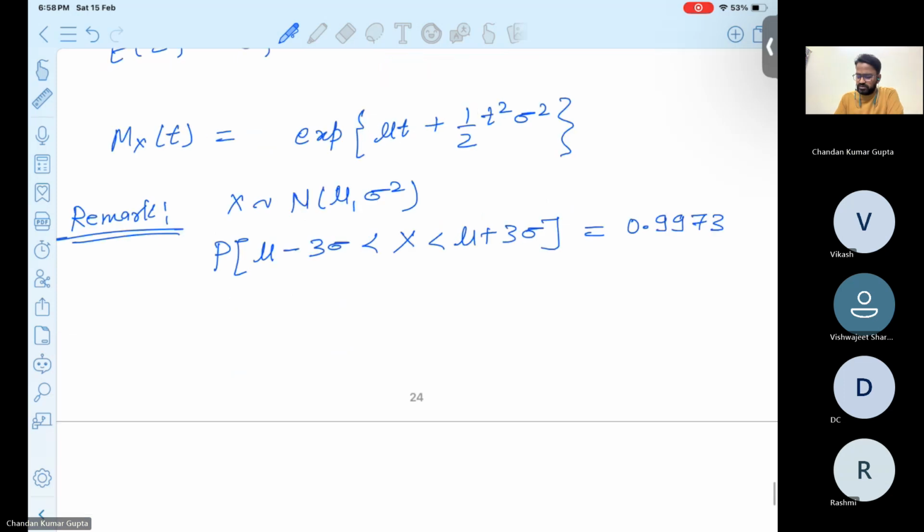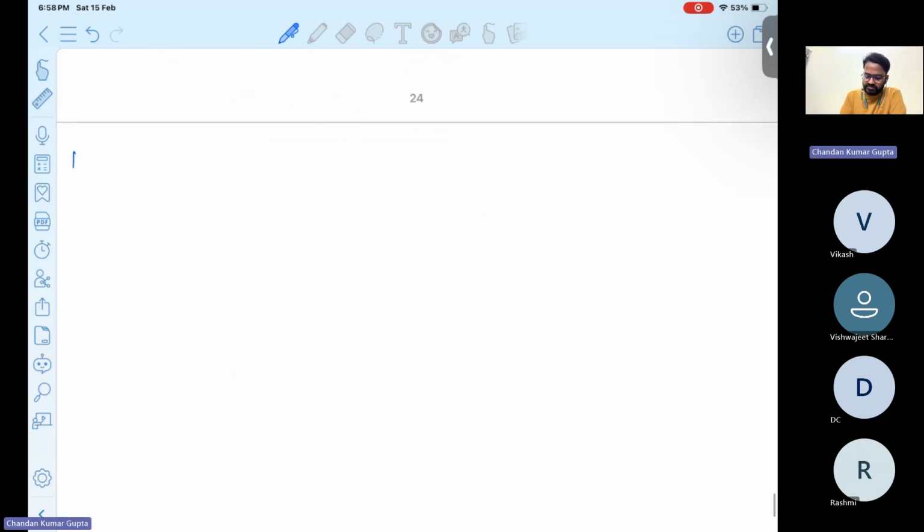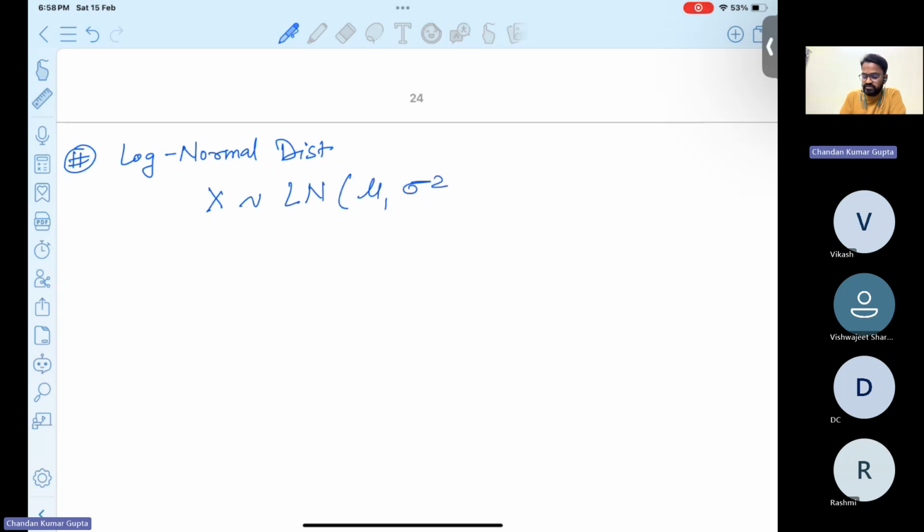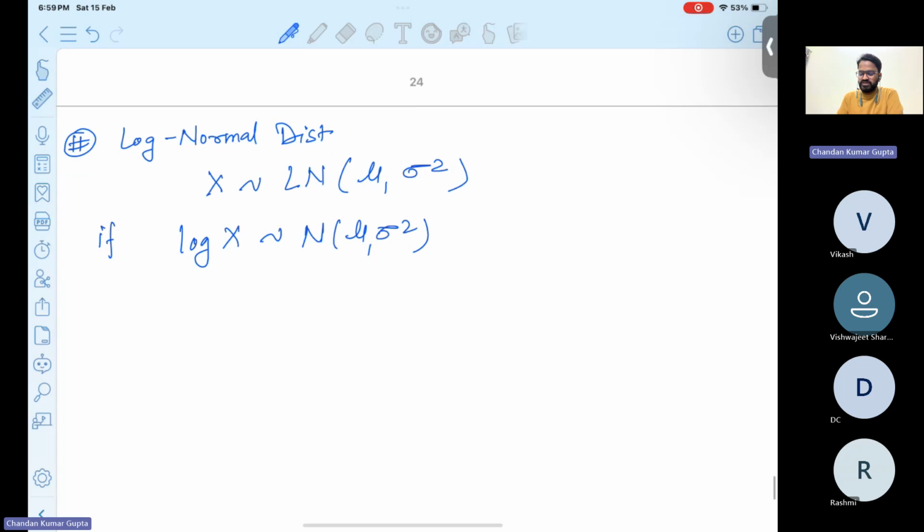Also, there are some more distributions, like the log normal distribution. Okay, suppose X is any random variable which follows the log normal distribution with parameters mu and sigma, which are constants. X is a log normal random variable if log of x is normally distributed.